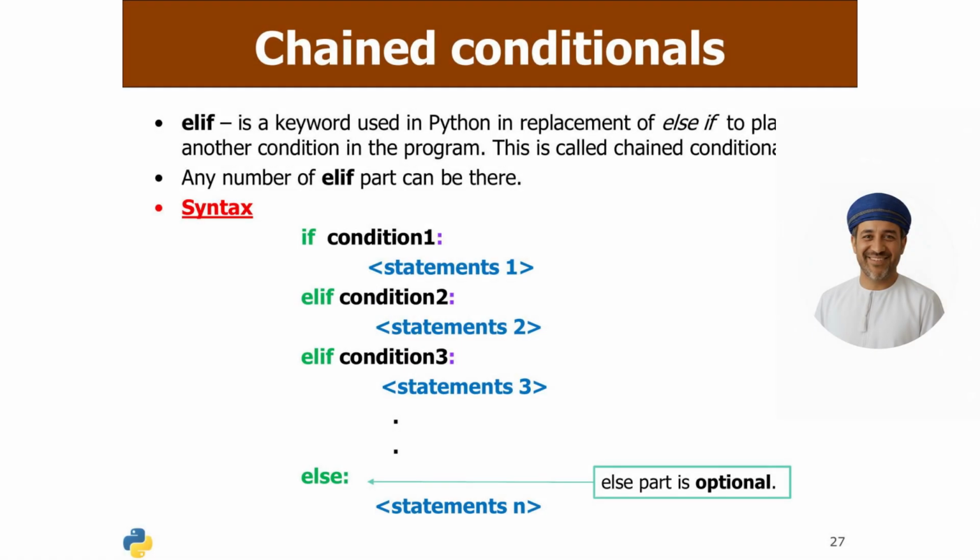In Python, elif is used instead of else if to add additional conditions, forming a chained conditional. You can include multiple elif parts. The syntax begins with if condition 1, followed by elif condition 2, and so on, ending optionally with else. This structure allows for evaluating multiple conditions efficiently.